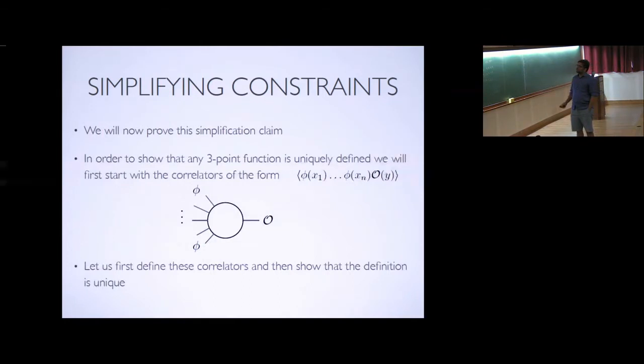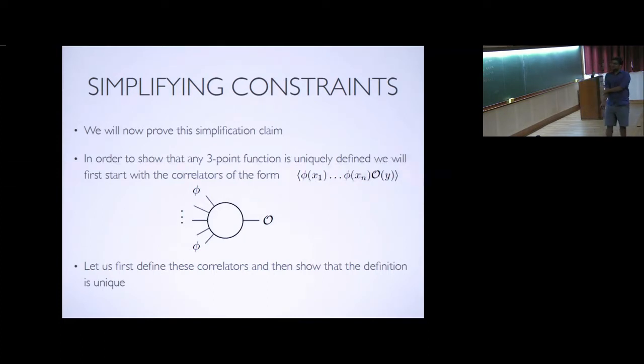So in order to show that any three-point function is uniquely defined, let me first show that the correlation functions of this form are uniquely defined, where these correlation functions are essentially a bunch of phi's with a single operator of a different kind. So I started with n-point functions of just phi, but from them I will show that such a correlation function for any number of insertions of phi and any O is uniquely defined. And I'm just denoting this correlator in this way.